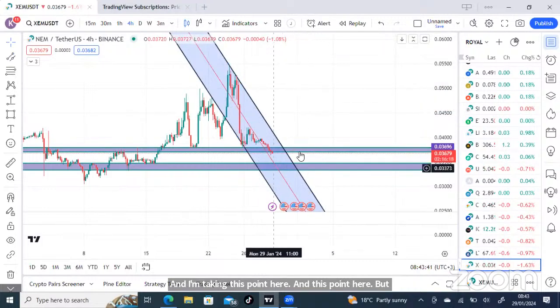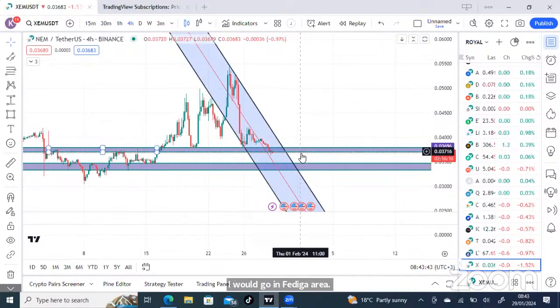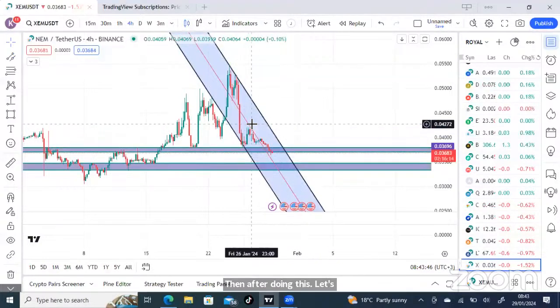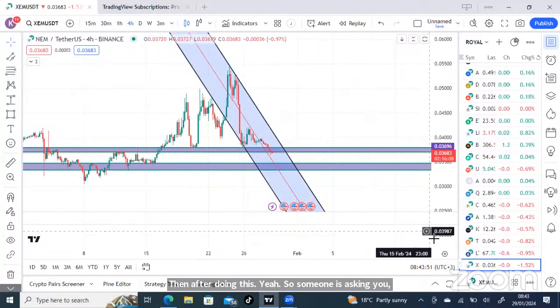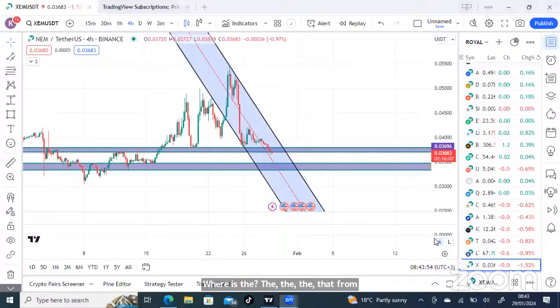Then after drawing this, someone is asking himself, now where is the descending, where is the triangle? The triangle will start from this point. I told you in trading, you have so many options from here to any of these two, either here, this becomes the line, or here.